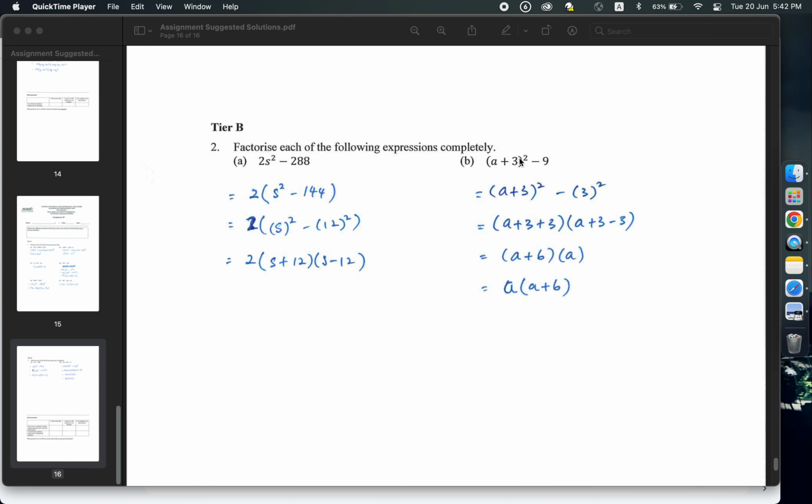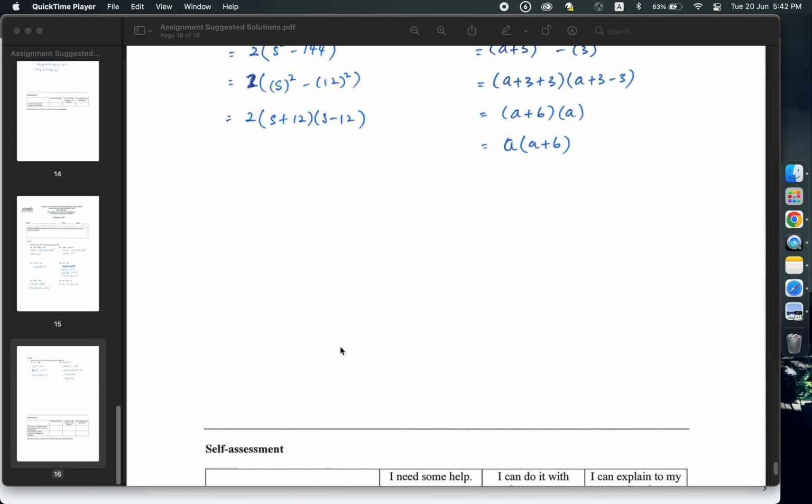Over here, same thing, right? The entire bracket, a plus 3, is in a square minus 9. 9 is 3 squared. So what happened is we have a plus 3 plus 3, then a plus 3 minus 3. Simplify it, it becomes a plus 6 times a. Rewrite it in this structure so that it's clearer. So a times a plus 6, that'll be fine, right?